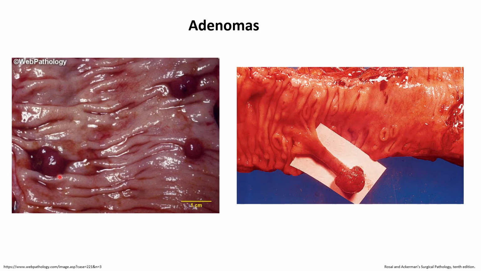Here in the picture on the left, we can see three small polyps. And in the picture on the right, we can see a pedunculated polyp with a stalk. Just by looking at the polyps grossly, you cannot know the nature of the polyp. You have to examine it under the microscope in order to determine the nature of the polyp.